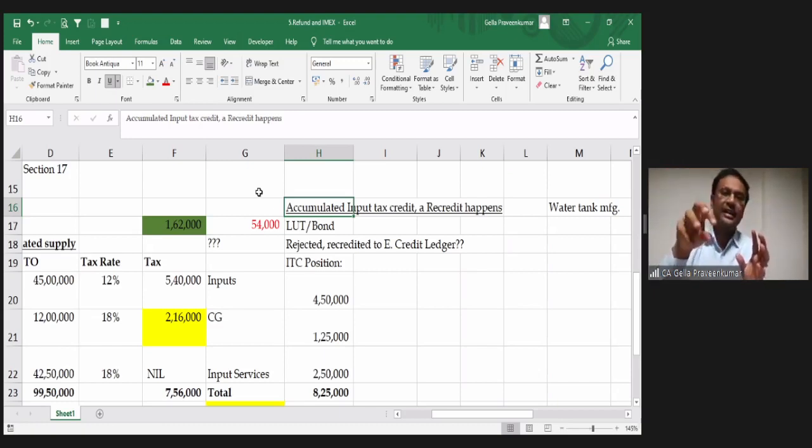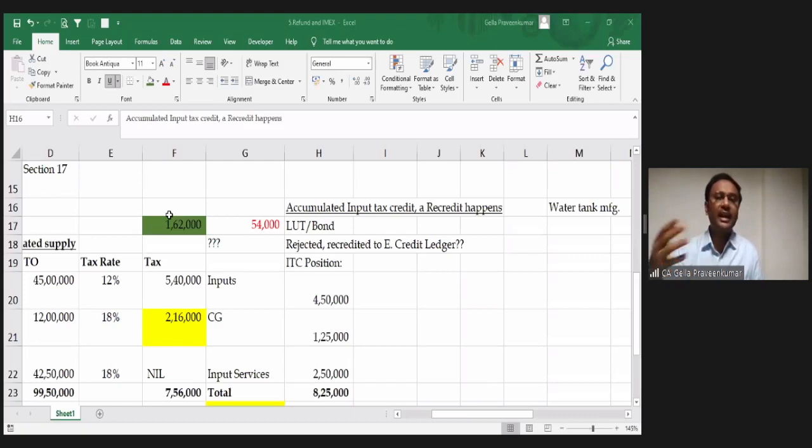So in this case, out of 2,16,000, when 1,62,000 has been processed, the balance 54,000 shall not be recredited for the simple reason this is a claim for refund with payment of tax. This is not my accumulated credit. So for that reason, you are not entitled to refund of that 54,000. What I have to do? File an appeal if you have some reason to believe that this tax is entitled for you to get back. So friends, this is all I wanted to discuss with you in relation to computation of refund for inverted duty structure and zero rated supply. Now let us get back to our presentation for today.